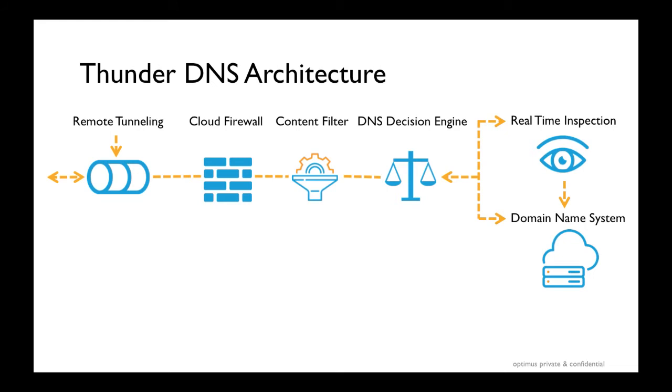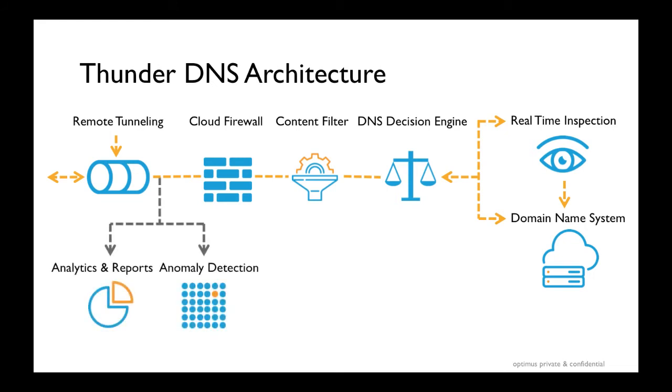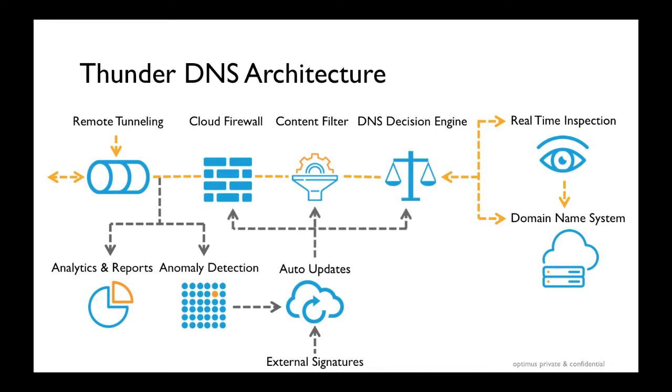Thunder DNS is also performing other work designed to protect users in the background. Thunder DNS extracts metadata out of each query. That information is stored locally for network analytics and reporting. Subcomponents of the metadata are anonymized and sent to our anomaly detection feature. We crunch that information using big data and artificial intelligence heuristics to find patterns in the data and identify unknown threats. Results from our anomaly detection and external threat signatures from other sources are compiled and sent to update the cloud firewall, content filter, and decision engine.